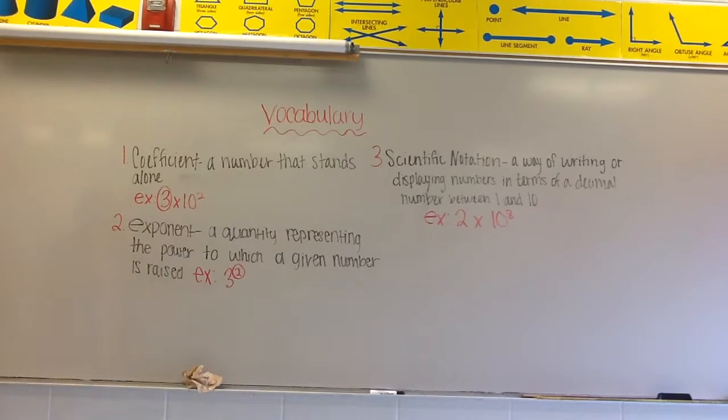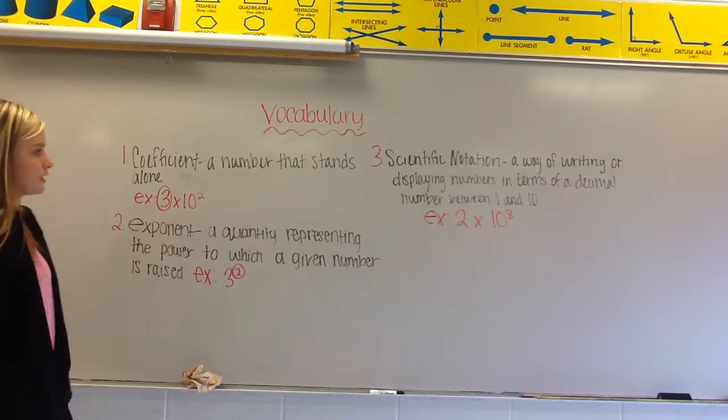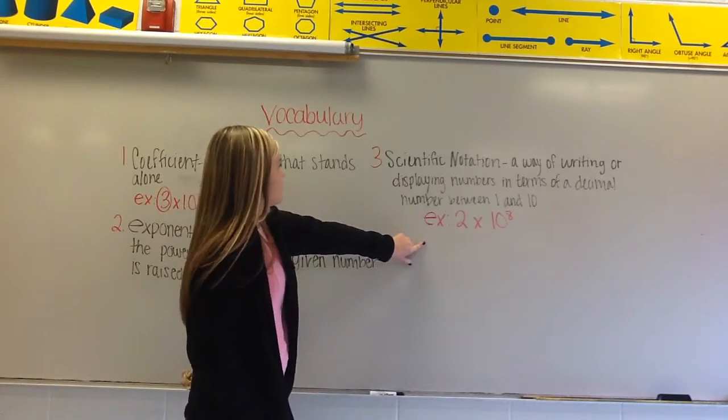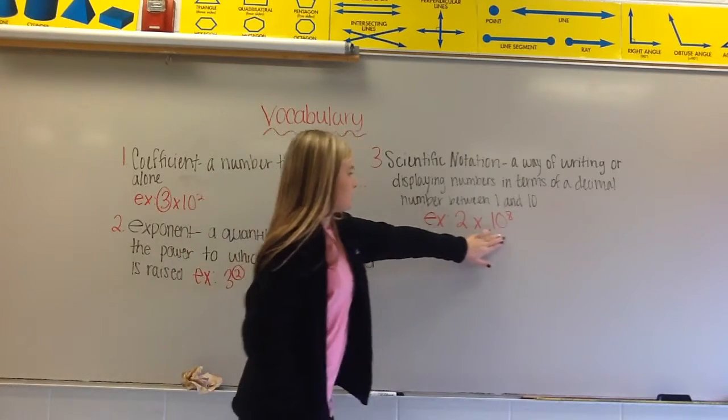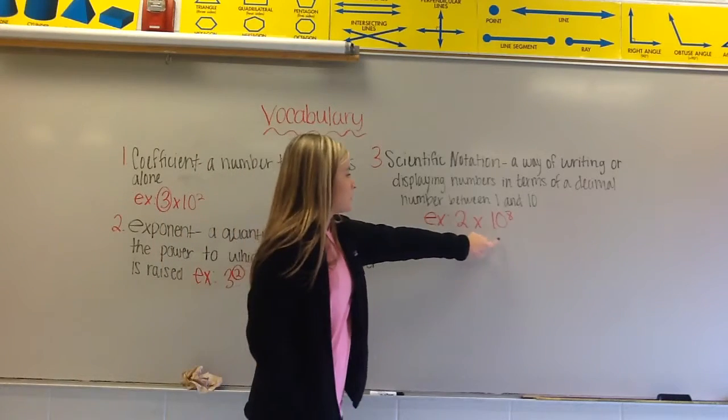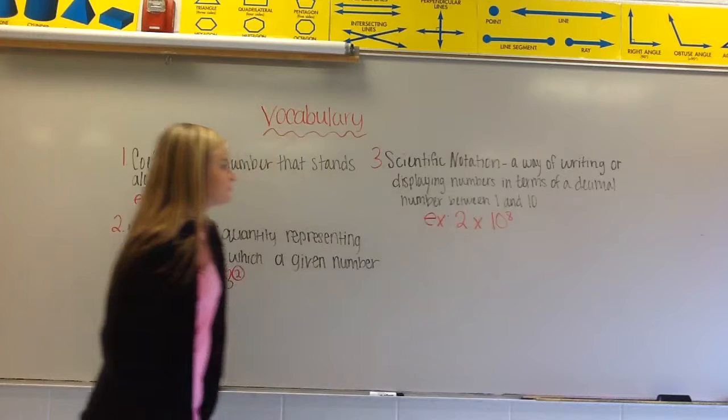And third, scientific notation, which is a way of writing or displaying numbers in terms of a decimal number between 1 and 10. Your example is 2 times 10 to the 8, and this is your number written in scientific notation. This is your coefficient, this is your base, and this is your exponent.